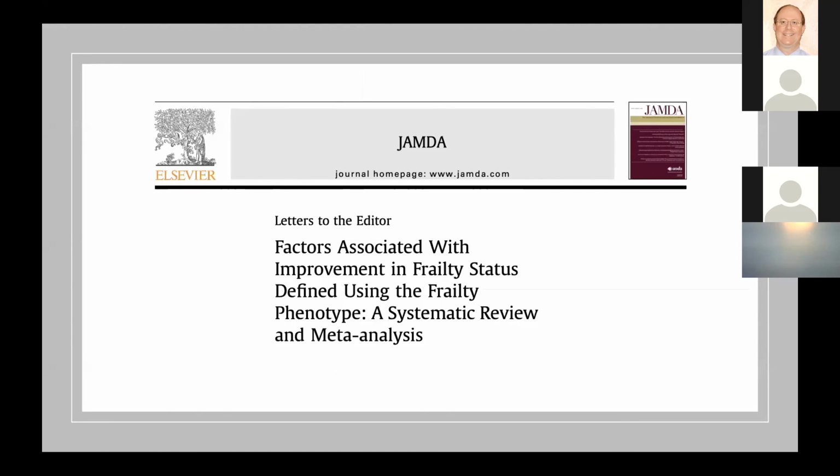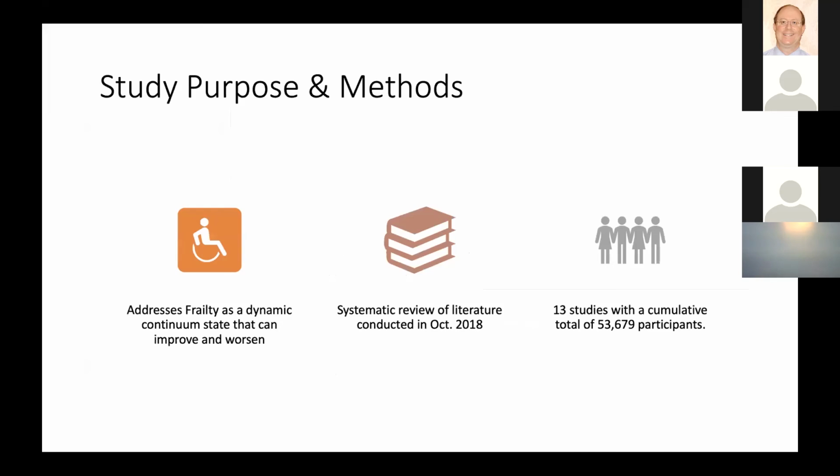And just because it was getting really fun, I decided to throw in a little third article as I was doing some research around this topic, which is just a letter to the editor. And this is factors associated with improvement in frailty status defined using the frailty phenotype. This study was really looking at, do we see or are we addressing frailty as a dynamic continuum state that can improve and worsen? And the authors looked at a systematic review of the literature, went through about 60 studies or more, and 13 of those studies were identified.